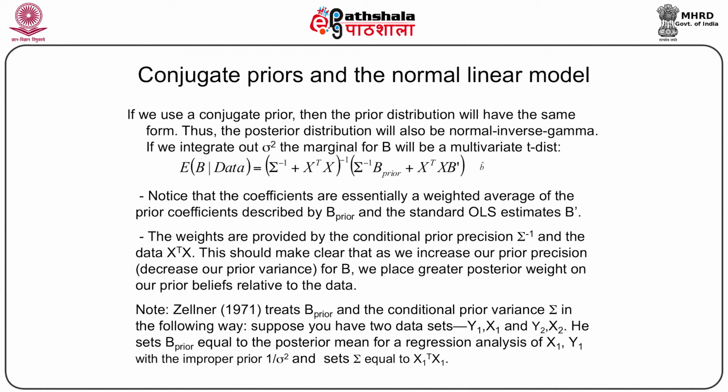Note that in Zellner's 1971 paper, he treats B prior and the conditional prior variance sigma in the following way. Suppose we have two data sets, y1 x1 and y2 x2. Then Zellner sets B prior equal to the posterior mean for a regression analysis of x1, y1 with the improper prior 1 over sigma square, and sets sigma equal to x1 transpose x1.